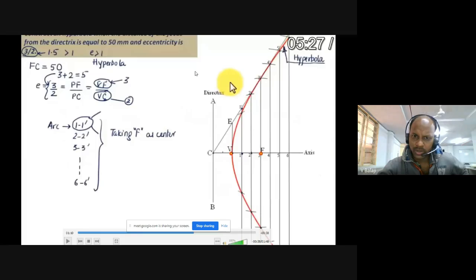You have to say that this is a hyperbola. You draw two 5 mm lines. In between the 5 mm lines, you write capital letters HYPERBOLA.